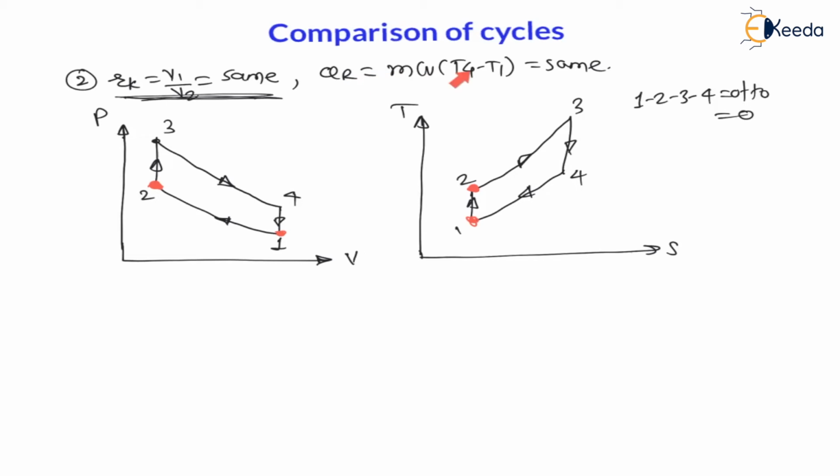Now, heat rejection is also the same. My dear students, heat rejection is nothing but m Cv (T4 minus T1). 1 is fixed and 4 is also fixed. T4 is fixed. Therefore the 4 point is also fixed for both the diesel and Otto cycles. Now, let us draw the diesel cycle.